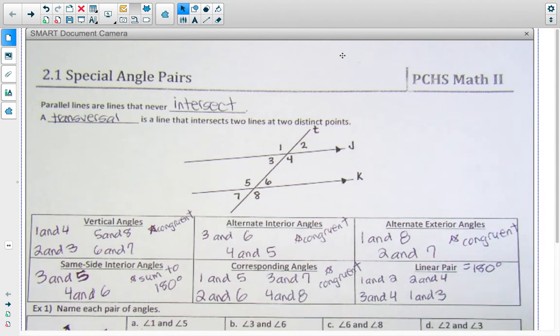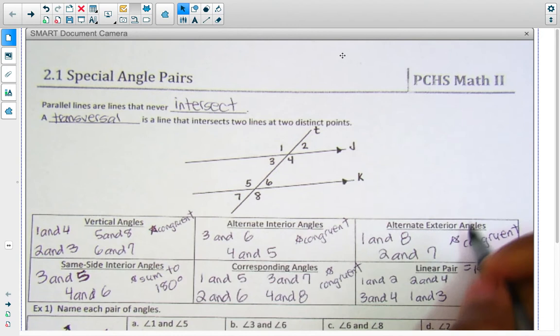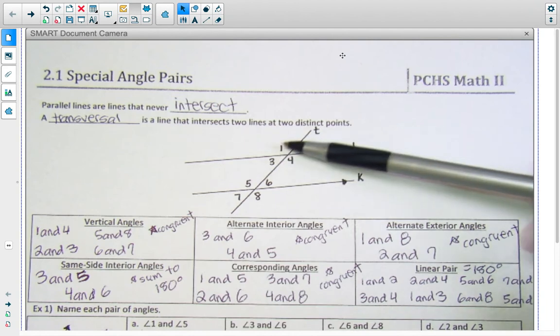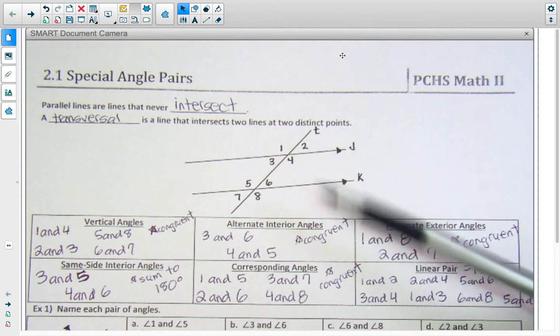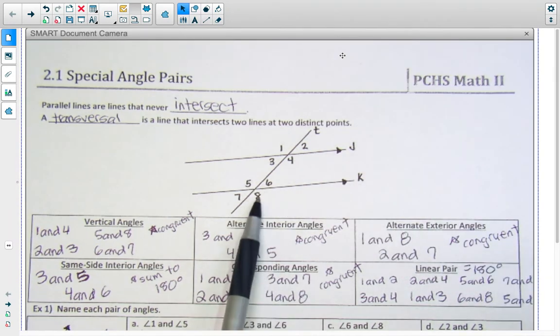And I can do the same thing with the bottom section. 5 and 6 are a linear pair. Just like 6 and 8 are a linear pair. 7 and 8. And 5 and 7. So linear pair this direction, so they're right beside each other. So the angles that are beside each other equal 180 degrees.